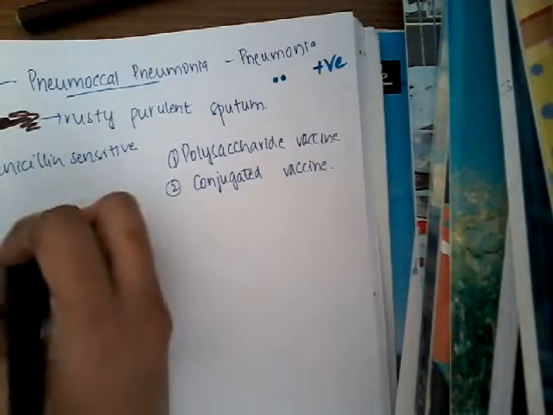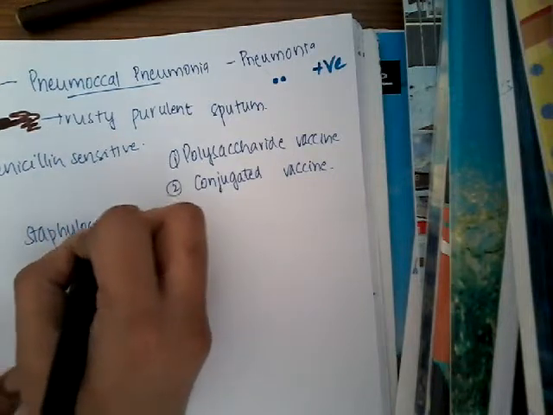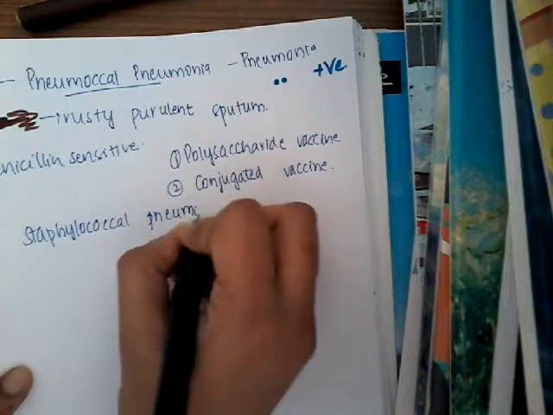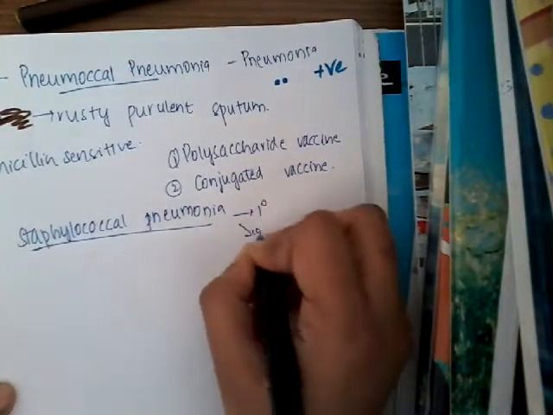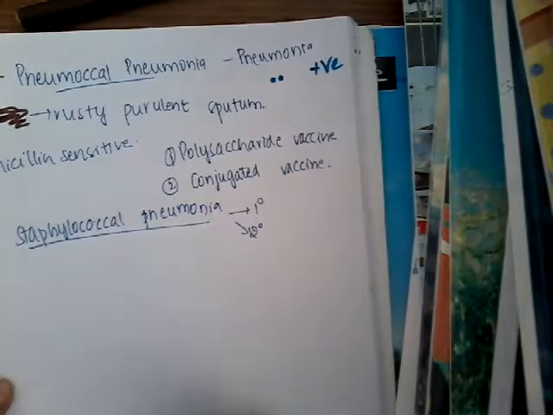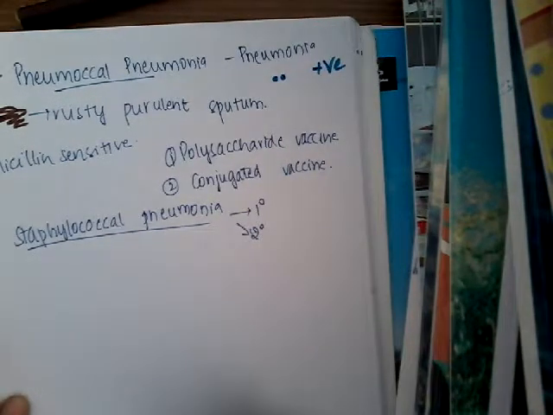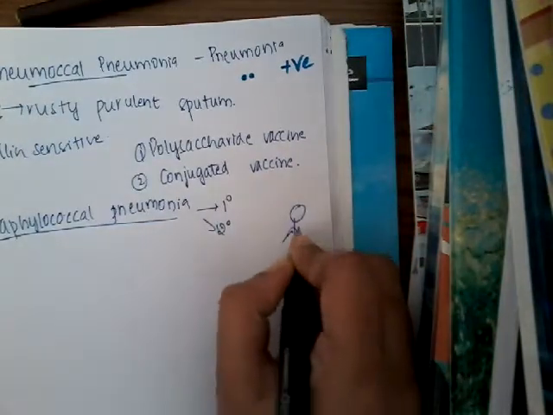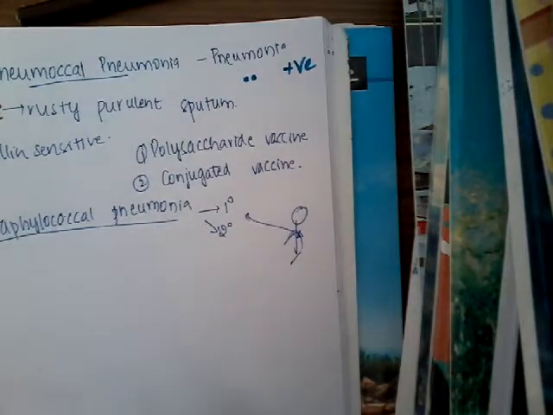Now, the next organism which I would like to discuss is Staphylococcal pneumonia. Staphylococcal pneumonia can be of two types. One is primary, the other is secondary. In primary, it is primarily affecting the lung. If you see, only the lungs are affected in primary. Other body organs are not affected.